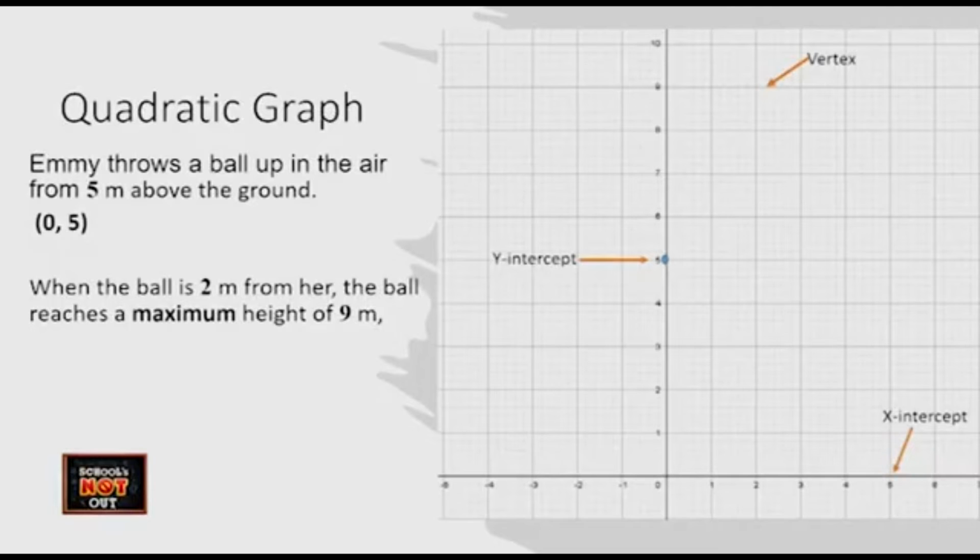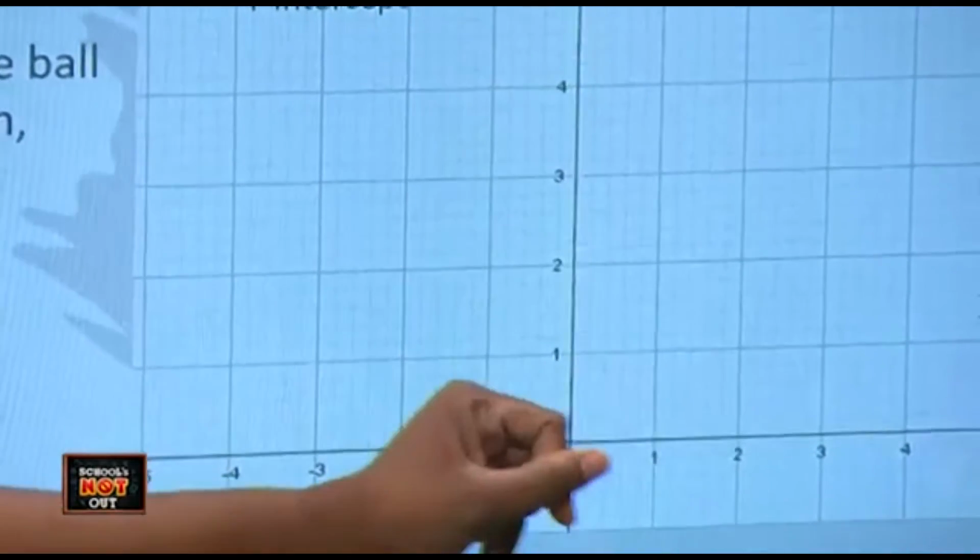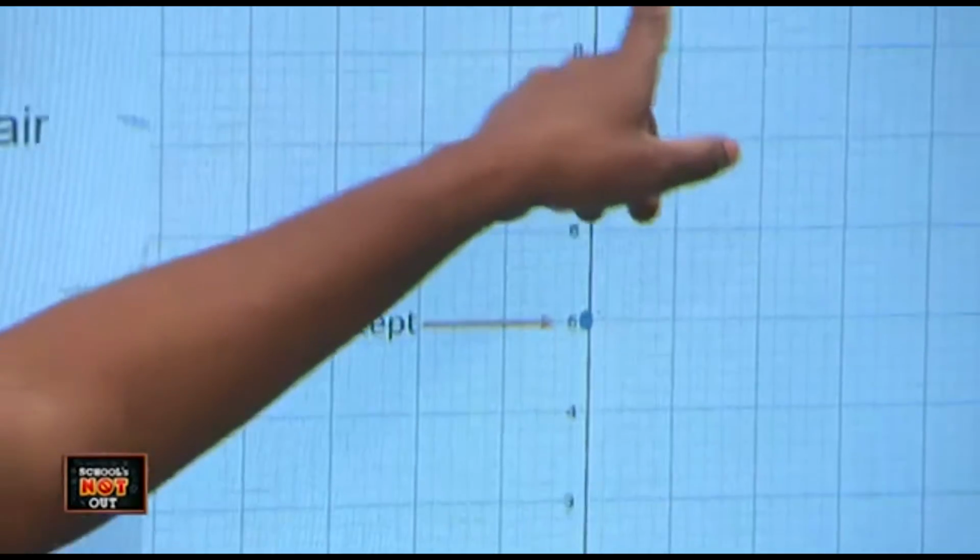Now, when the ball is 2 meters from her, the ball reaches a maximum height of 9 meters. So Brittany, based on that, if she started where x is 0 and it's now 2 meters away from her, we're now at x being equal to 2. And a maximum height of 9 meters. And so based on that, I'm seeing a coordinate of 2, 9. All right, so that is also correct. So there we have our vertex.